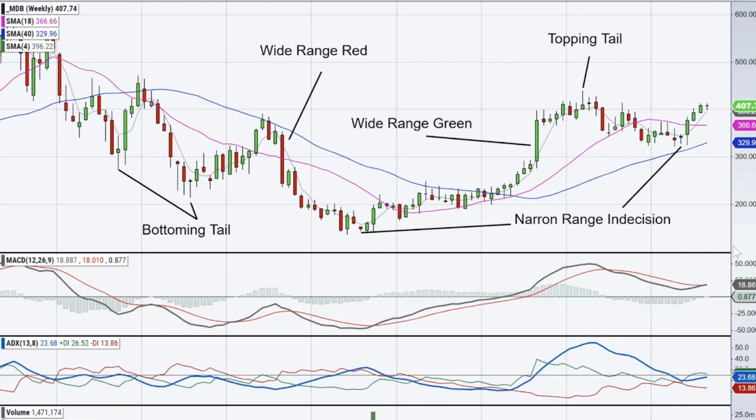All right, let's go ahead and move on to the individual symbols that came through.